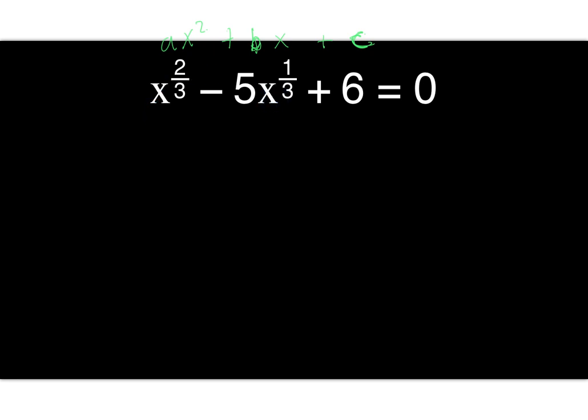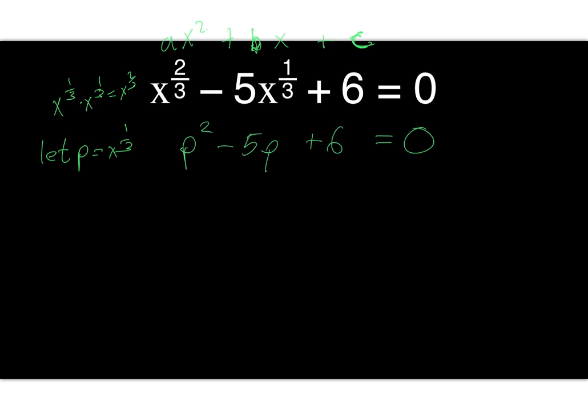And it actually is. If I were to take x to the 1/3 times x to the 1/3, that's squaring when you multiply it by itself. When I have same bases and multiply, we add those exponents. So that equals x to the 2/3. So this time I'm going to let, because we did it the other way, let p equal x to the 1/3. If I do that, then this is p squared minus 5p plus 6 equals 0.